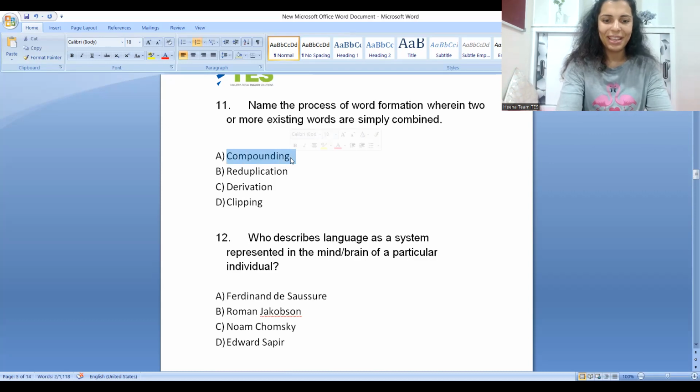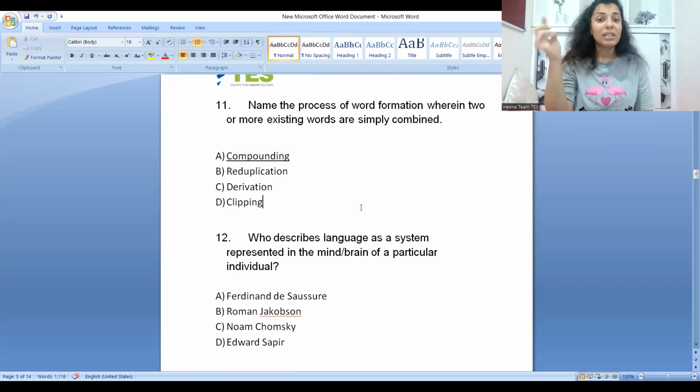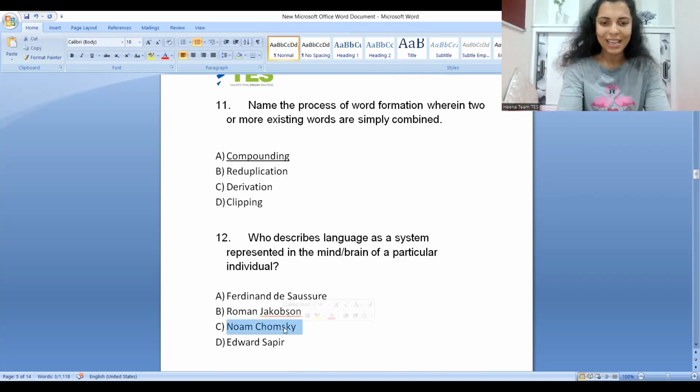Okay? Done. Question number 12. Who describes language as a system represented in the mind or brain of a particular individual? So language is a system represented in our brains. Who said this? Option A, Ferdinand de Saussure. B, Roman Jacobson. C, Noam Chomsky. Or D, Edward Sapir. You know it? Yes, you do. It is option C, Noam Chomsky.